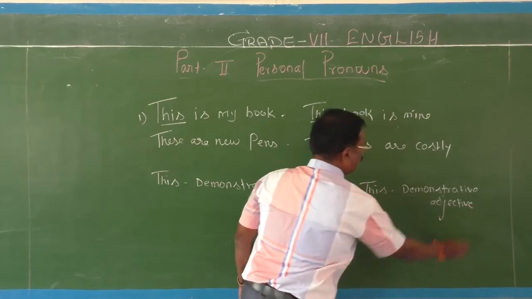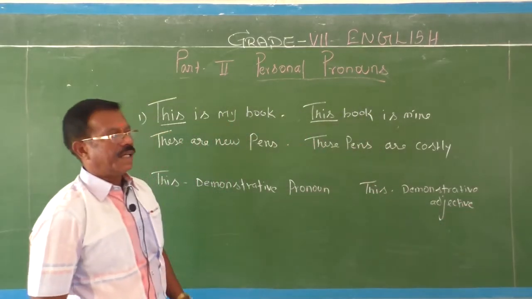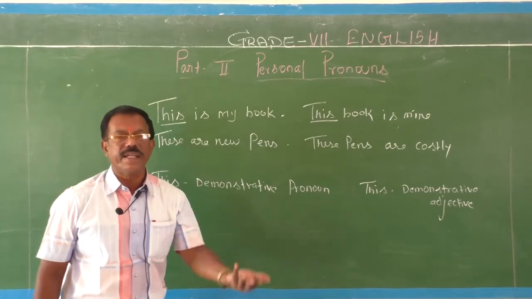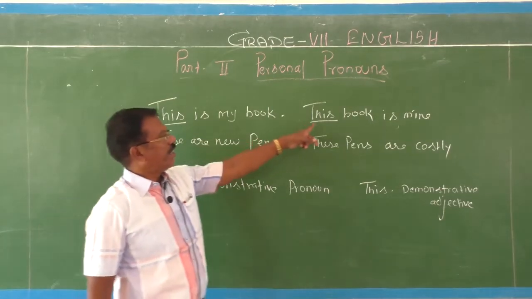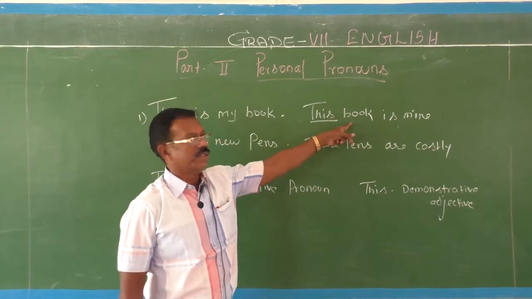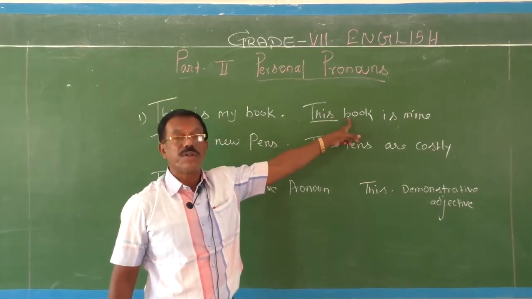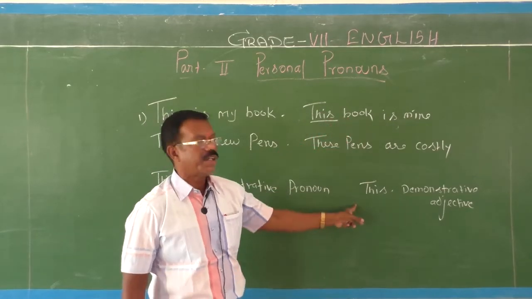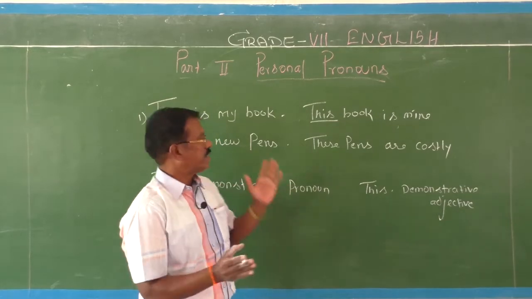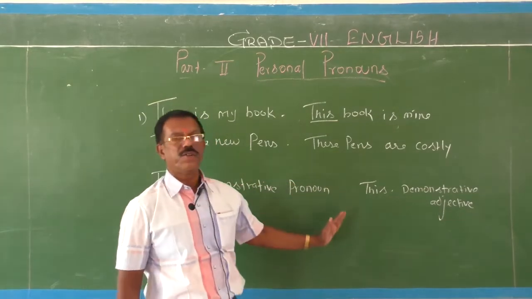You know the function of an adjective, children? Adjective always describes a noun that comes immediately after it. So here it does the function of an adjective. This book, it points out which book. Therefore, this is called a demonstrative adjective. So you should know the difference. Don't confuse this demonstrative pronoun with the demonstrative adjective.